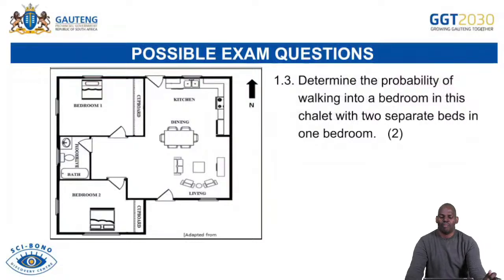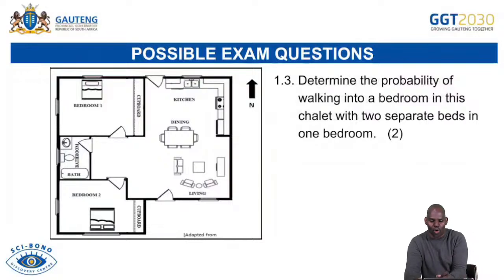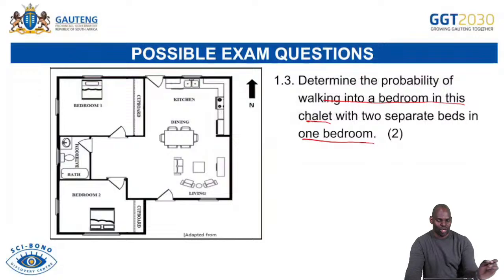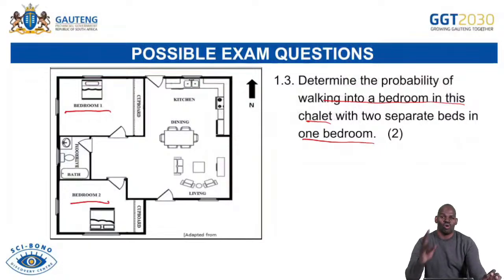1.3, determine the probability of walking into a bedroom in this chalet with two separate beds in one bedroom. Okay, now how many bedrooms do we have here? We've got bedroom one, we've got bedroom two. We've got only two bedrooms. Okay, and then is there any bedroom that has got separate beds? In this one, I only see one bed.